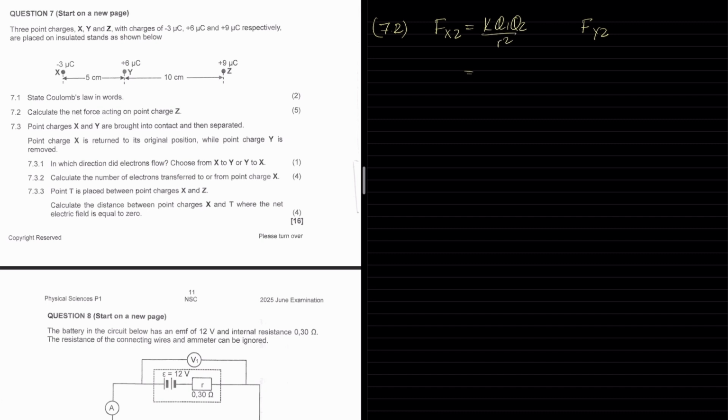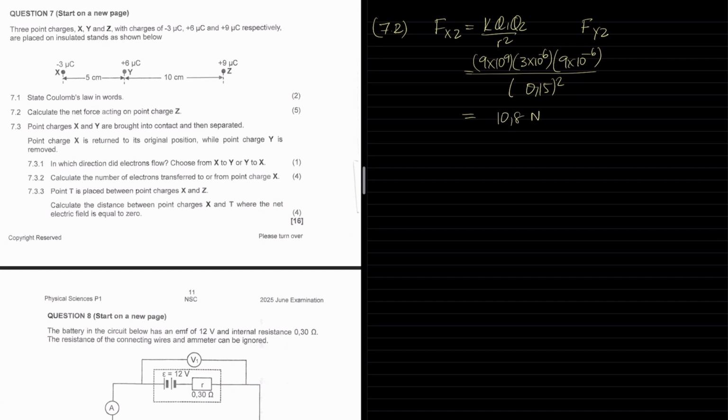So X on Z, that's going to be 9 times 10 to the 9. X is 3 times 10 to the minus 6. Remember, when you're using this formula, you do not need to include the negative sign. And Z is 9 times 10 to the negative 6. That's divided by R squared. How far apart are X and Z? They are 15 centimeters, which is 0.15 meters squared. And that is equal to 10.8 newtons.